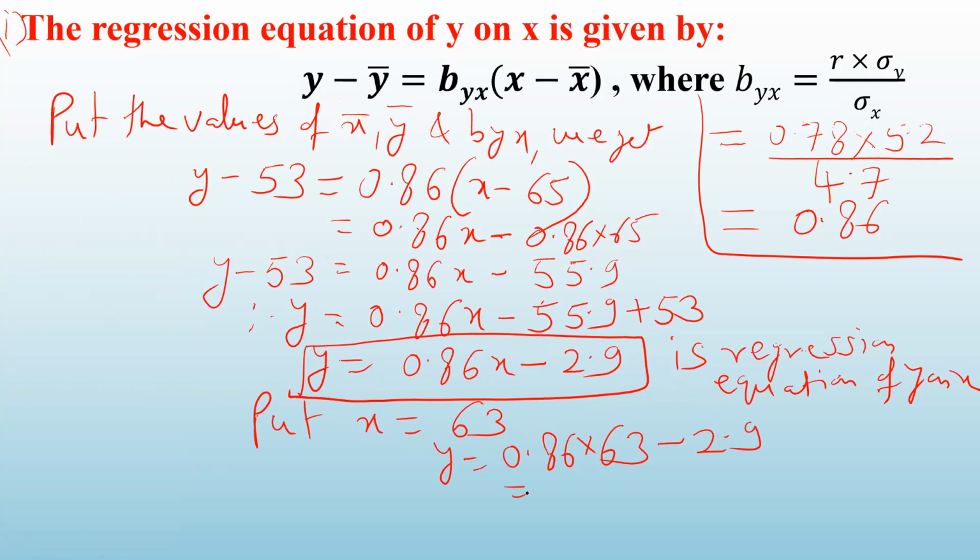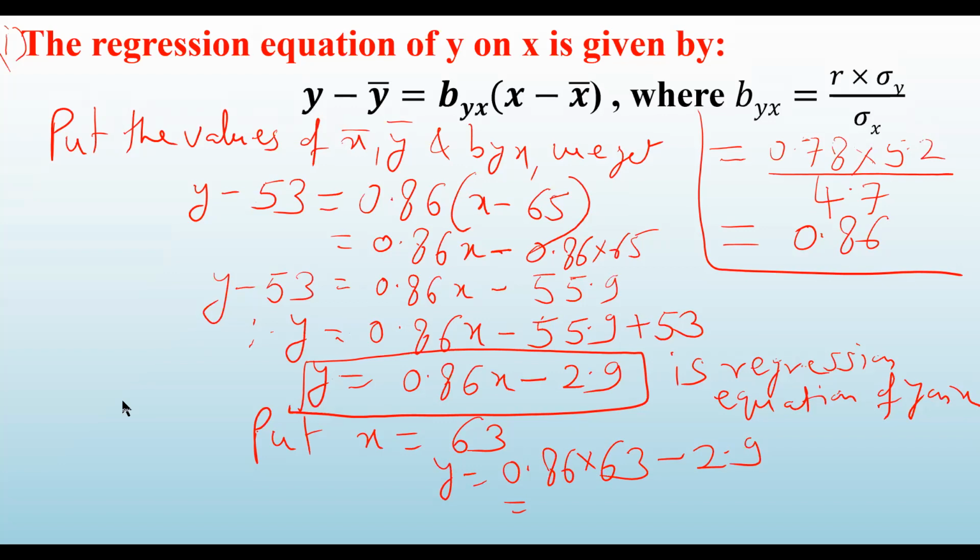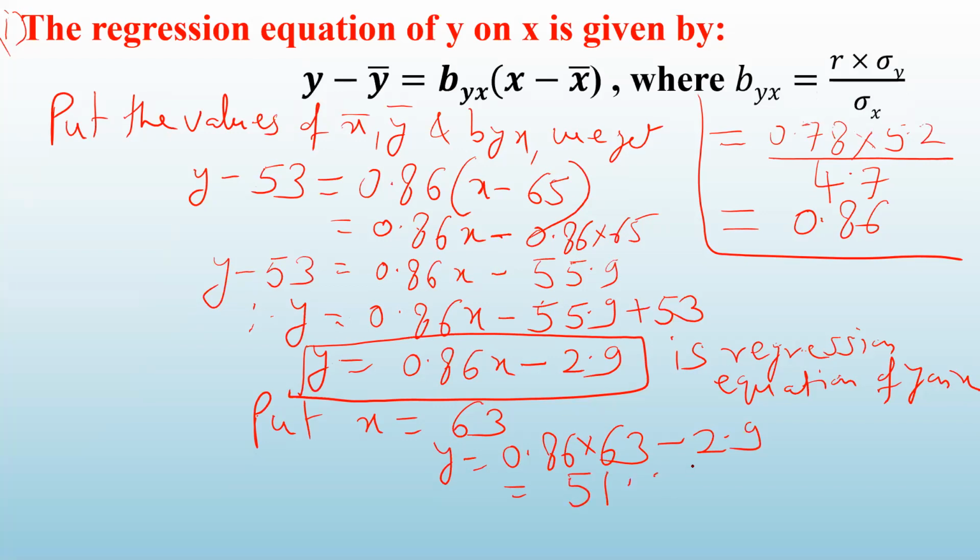So what is 0.86 into 63? 0.86 into 63 equal to 54.18 minus 2.9. That gives you 51.28. So this is 51.28. Okay. So that means when x is equal to 63, the value of y is 51.28. Okay. I hope you have understood. Please write in the chat box if you have understood this.